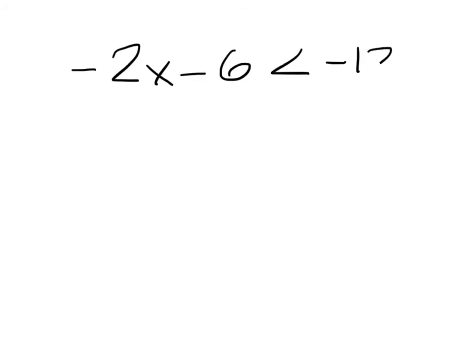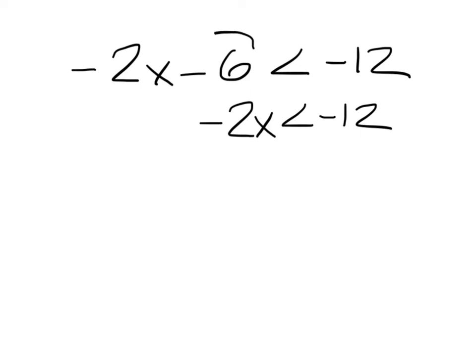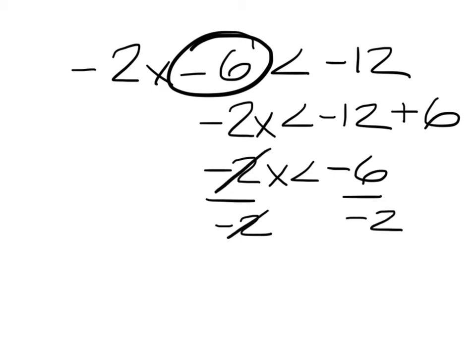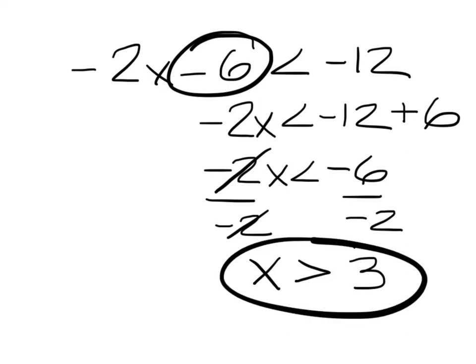In this case, we will have negative 2x minus 6 less than negative 12. Keep the negative 2x on the left and the negative 12 on the right. Move this over, make it plus 6. Simplify the right to get a negative 6. Divide both sides by negative 2. Flip the inequality sign. You should get x greater than 3.